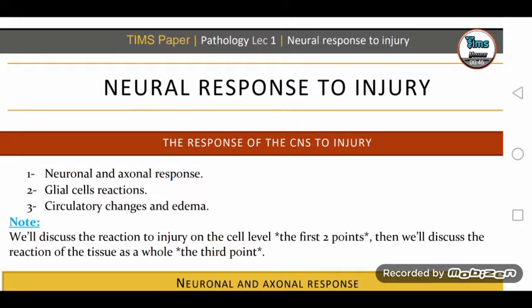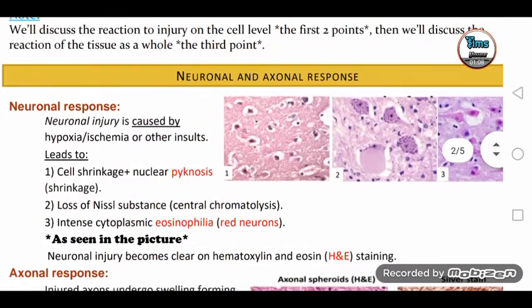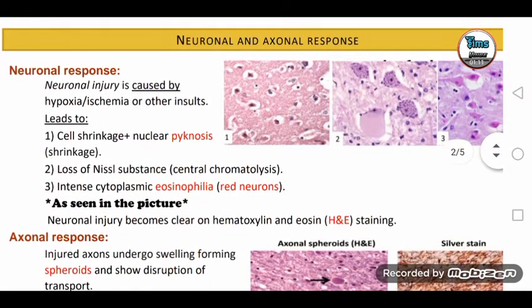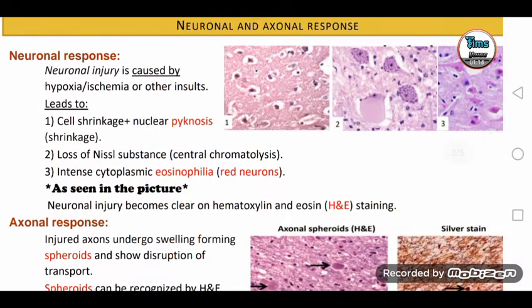The first two parts, we're going to talk about the reactions to that injury on the cell level. So we're going to talk about the neurons first, and then the glial cells reaction. In the third part, we're going to take a step back to look at the whole tissue and talk about the circulatory changes and edema. So first of all, we're going to talk about the neurons.